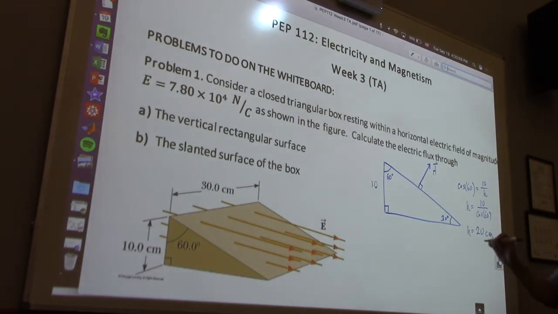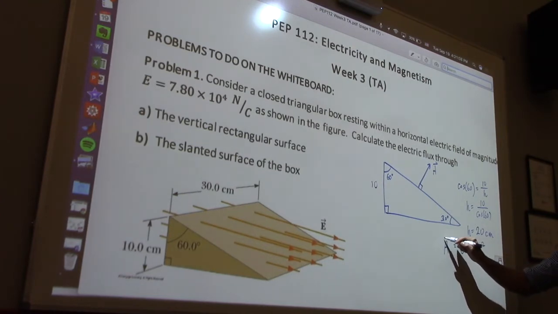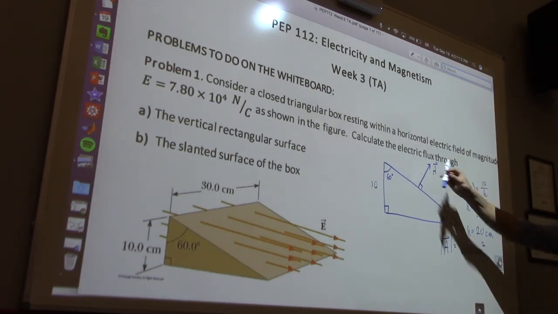Okay, so calculating the area, it'd be 30 centimeters times 20 centimeters. That is 600 centimeters squared, which would be the magnitude of the area. The magnitude of the area. And then this is the direction.